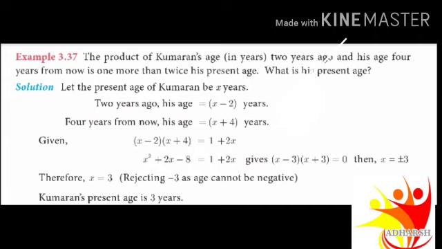Negative value cannot be possible. Therefore we get x equal to 3. Kumaran's present age is 3 years.